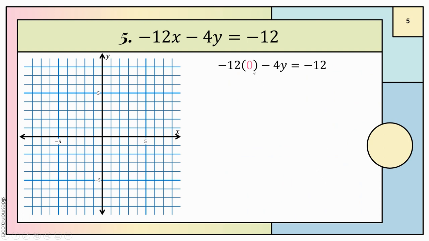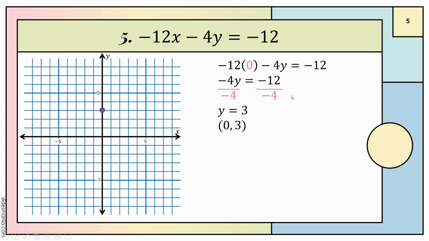For number 5, I'm going to put 0 in for x so I can find the y-intercept. Negative 12 times 0 is 0. That leaves us with negative 4y equals negative 12. Divide both sides by negative 4. A negative divided by a negative is positive, so we get y equals positive 3. So I will plot the ordered pair (0, 3).